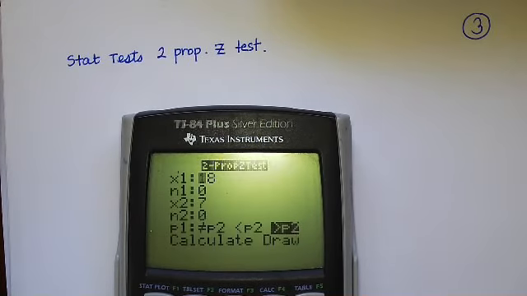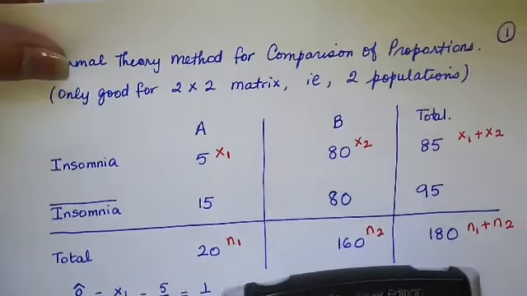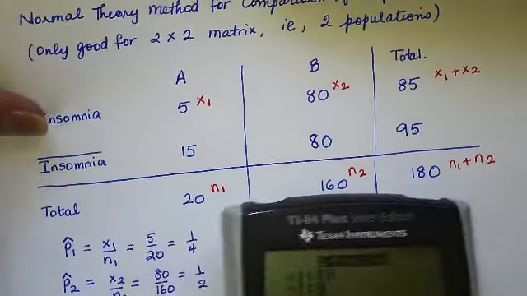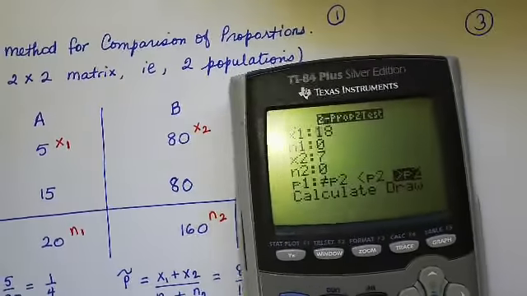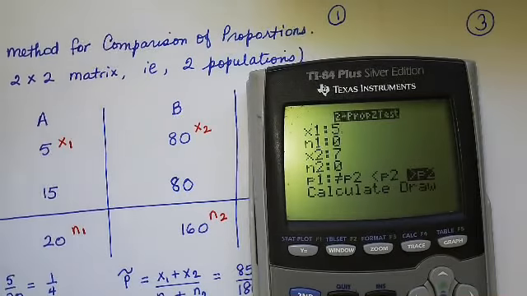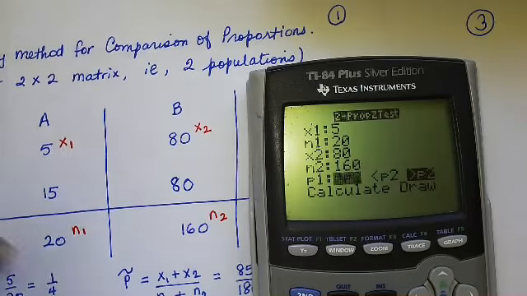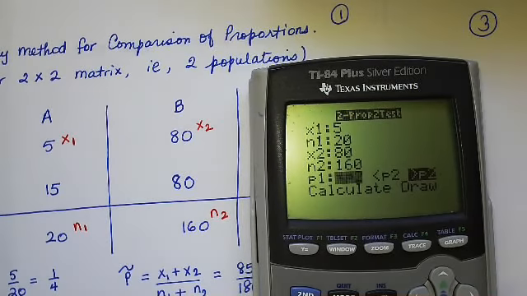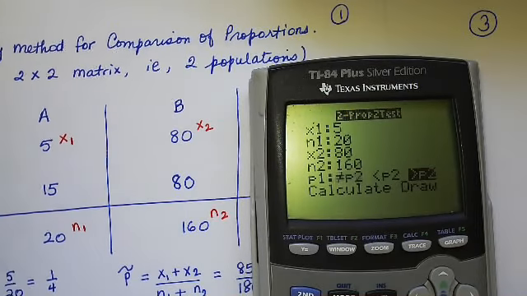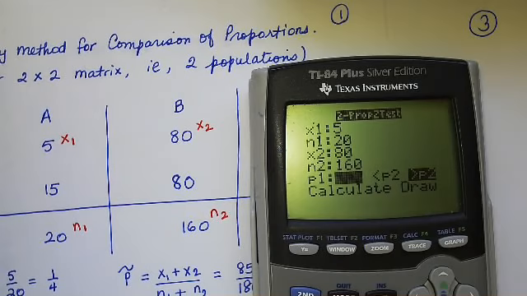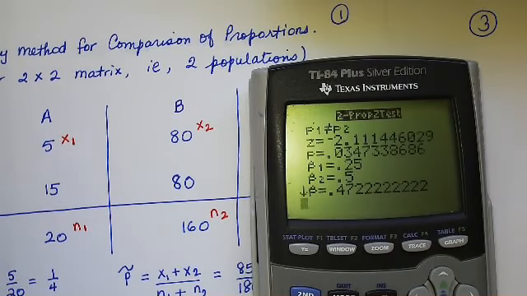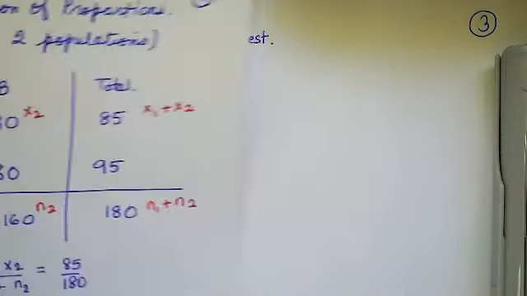X1, so I'm here in my matrix. X1 equals 5. N1 equals 20. X2 equals 80. N2 equals 160. I'm here, and I have a two-sided test. So let's pick the two-sided option here. And calculate. So z equals minus 2.11.